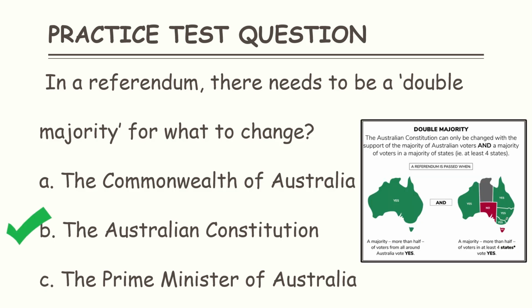The answer to this question is B. The Australian Constitution can only be changed with the support of the majority of Australian voters and a majority of voters in at least 4 states. This is called a double majority.